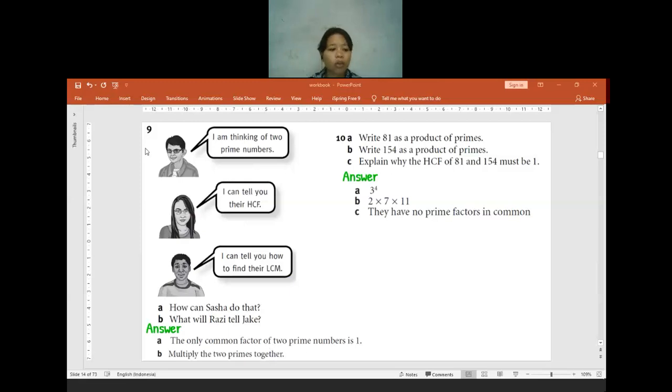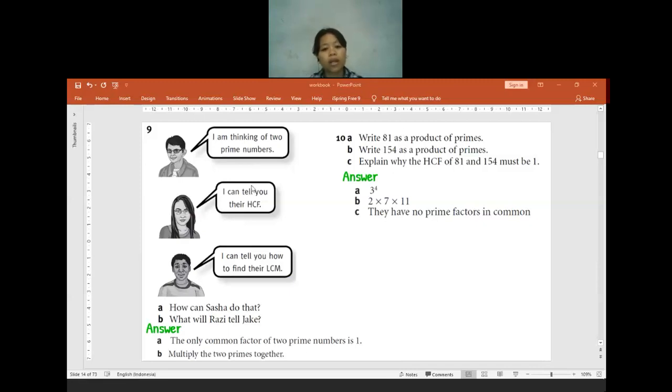Is there anyone who is confused, or maybe my explanation is still confusing for you? Is there anyone who is confused at question 9? No confusion or have confusion? Okay, if no one has any confusion, I will move to question 10.